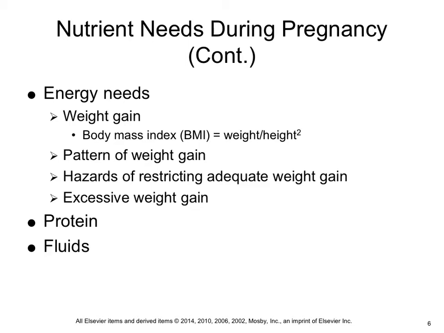The other big thing that plays an important factor in terms of nutrition for mother and baby is BMI. We need to know that a mom who has a normal BMI should only gain 11.5 to 16 kilograms.